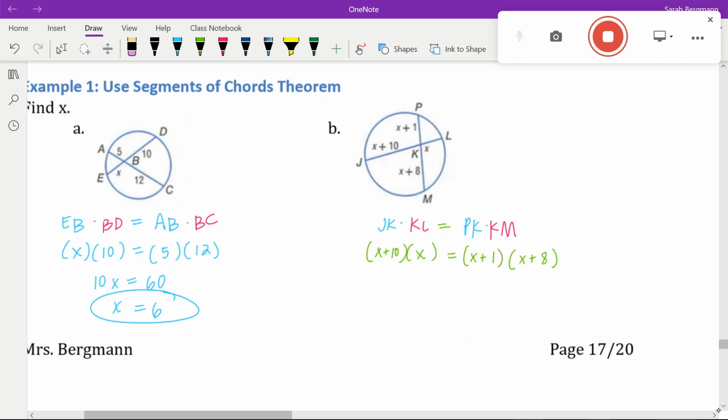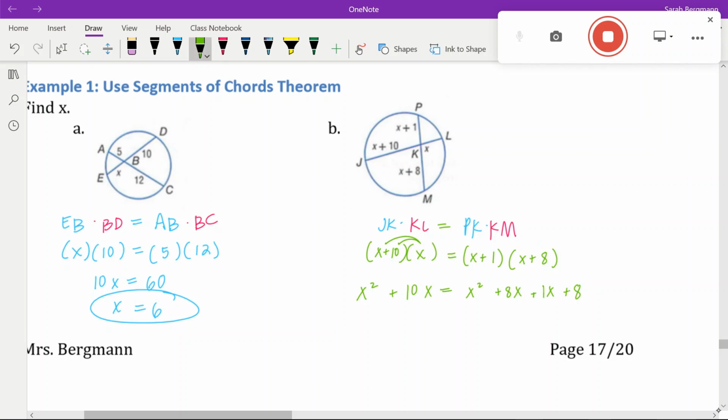Now this one's a little bit more complicated to solve, but you guys can do this. Hopefully you know to distribute first. On the right side, you might have heard FOIL. Let's do the left side first. Distribute. X times x is x squared. X times 10 is 10x. On the right side, we'll distribute the x first. X times x is x squared. X times 8 is 8x. Now we'll distribute the 1. X times 1 is 1x. 1 times 8 is 8.